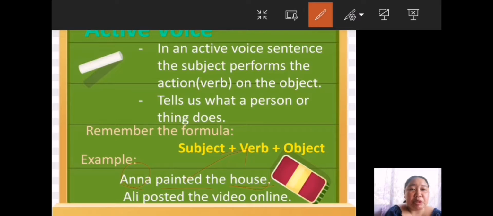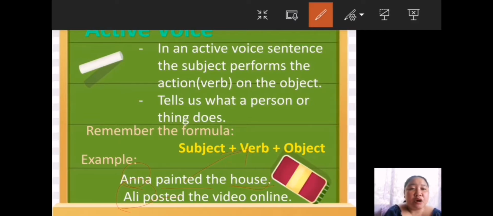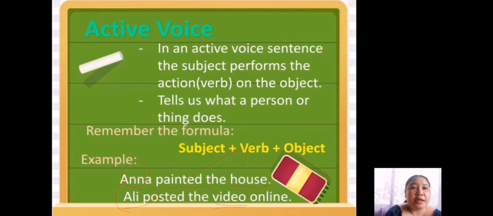Another example, Ali posted the video online. So in this sentence, Ali is our subject. Okay, and verb in the sentence is the action word. So the action word in the sentence is posted. So therefore, that is our verb. And the object being acted upon in this sentence is the video. So that is our object. Okay, I hope you understand that one.